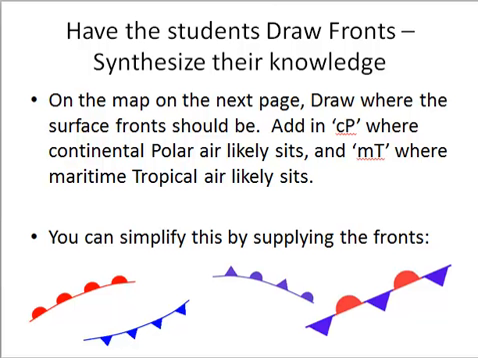So here we have, on the maps on the next page, draw where the surface fronts would be, add in a CP where the continental polar air likely sits, and an MT where the maritime tropical air sits. I can simplify this question by adding what the fronts look like. That might be a little visual stimulus for the student. Or I could make it a harder one where they have to remember what the fronts look like, depending on what I want to test them on.